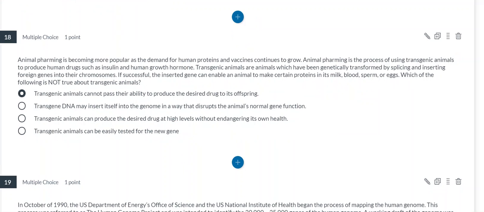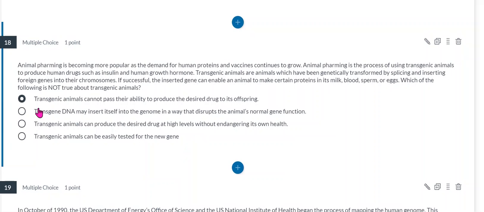All right, question number 18 is talking about animal farming. It is something like making transgenic animals, like a cow that can produce human milk, or bacteria that can produce human insulin. So what is not true about transgenic animals? Transgenic animals cannot pass their ability to produce the desired drug to its offspring. When you change the DNA, it passes to the next generation. Since we are editing the genome of the organism, it is going to pass to the next generation through sexual reproduction.